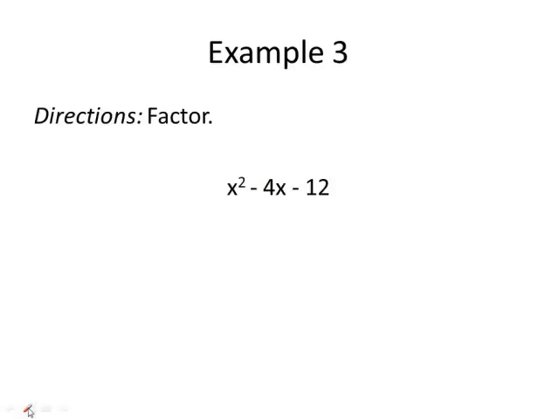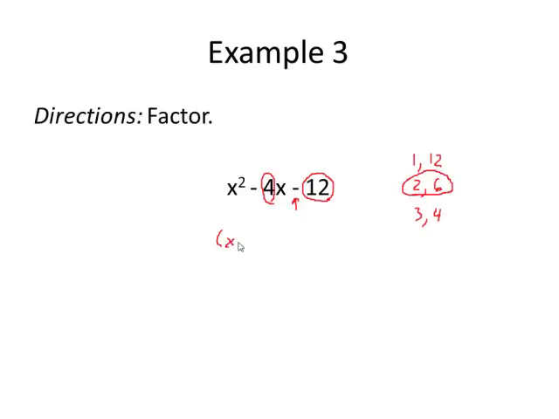Let's look at another example. I want to find two numbers that will multiply together to get 12 that will subtract or differ by 4. So if I list the factors of 12, I have 1 and 12, 2 and 6, 3 and 4. So 1 and 12, those differ by 11. 2 and 6, those differ by 4. 3 and 4, those differ by 1. So the numbers that I was looking for were 2 and 6, and so those will be the numbers that I'm going to use.